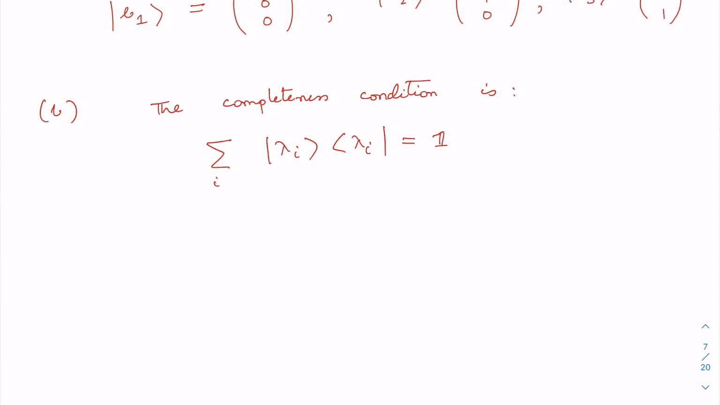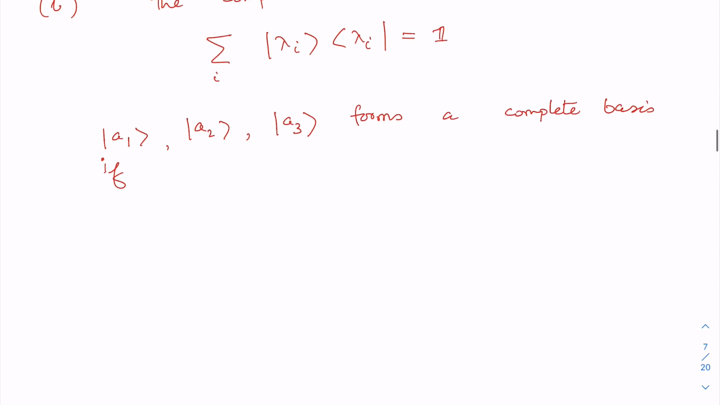So in the case of A, the set of these eigenkets a1, a2, a3 forms a complete basis if we have ket a1 bra a1 plus ket a2 bra a2 plus ket a3 bra a3 equal to the identity matrix. Okay, let us show it.